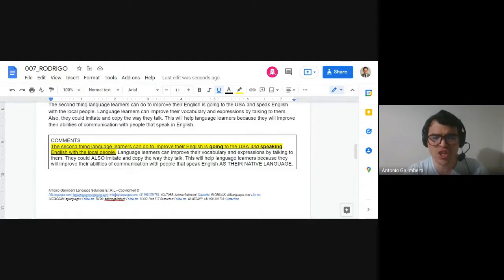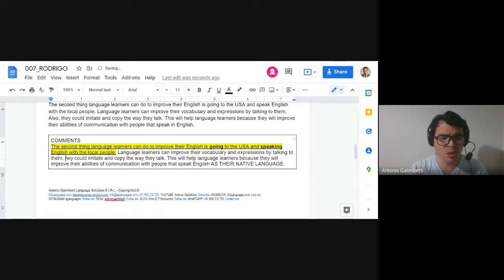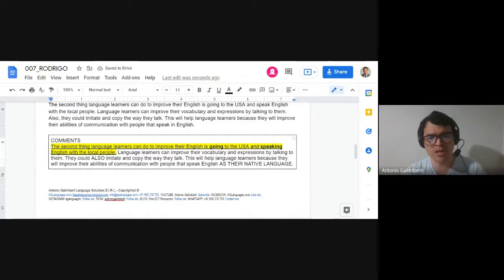Then language learners can improve their vocabulary and expressions by talking to them. They could, okay, this is a correction. You cannot put "also" here, because if you go to the Longman dictionary, you're going to see that "also" shouldn't be used at the beginning of a sentence when you are writing an academic paragraph. So it's better to put it right there. All right. That's why we have made that change. They could also imitate and copy the way they talk.